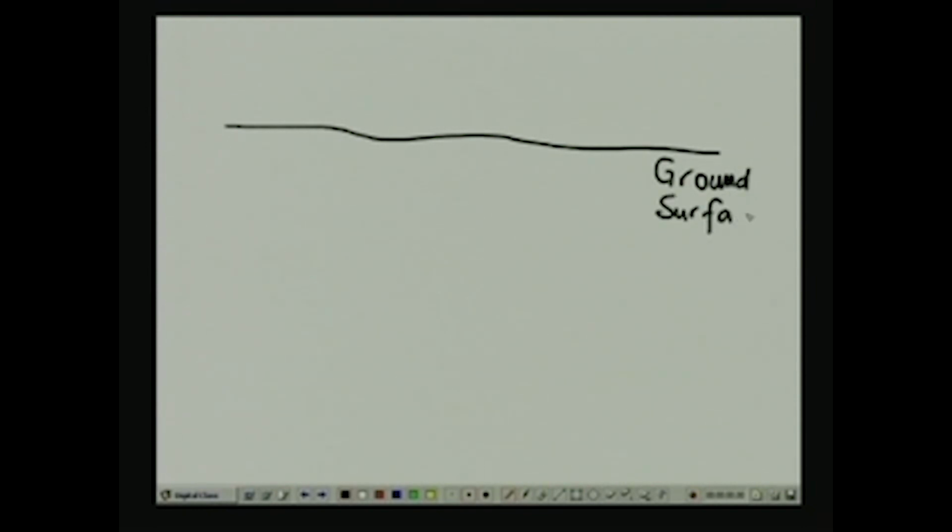Let us say we have a ground surface like this. This one is the ground surface, and again we are looking at a vertical section, and let us say we want to construct an embankment dam at this location.